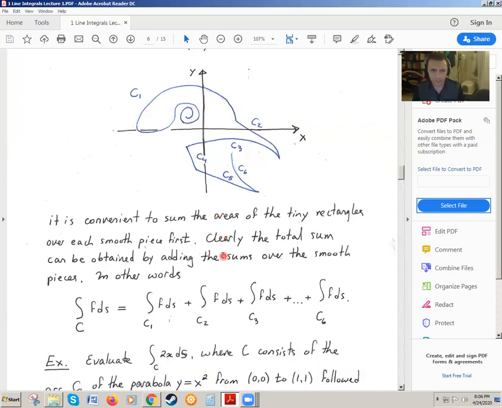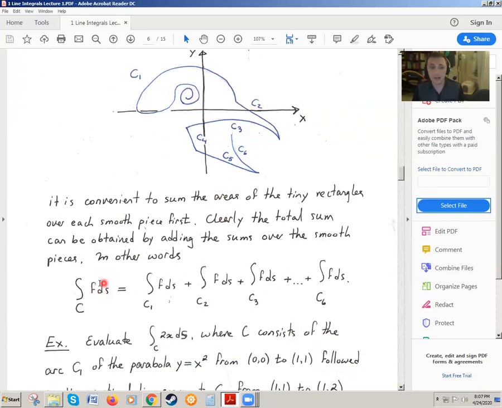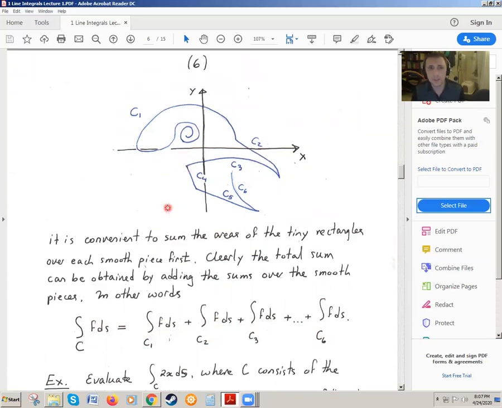And of course, it's pretty clear then that the integral is additive. I can take this integral over C1 plus over C2, over C3, and all the way to C6. And why is that? Simply because I can add first the thin rectangles that are stacked over C1. And then I can add the rectangles over C2, then over C3, etc. Right? I can add the areas sequentially. I can take them batch by batch.